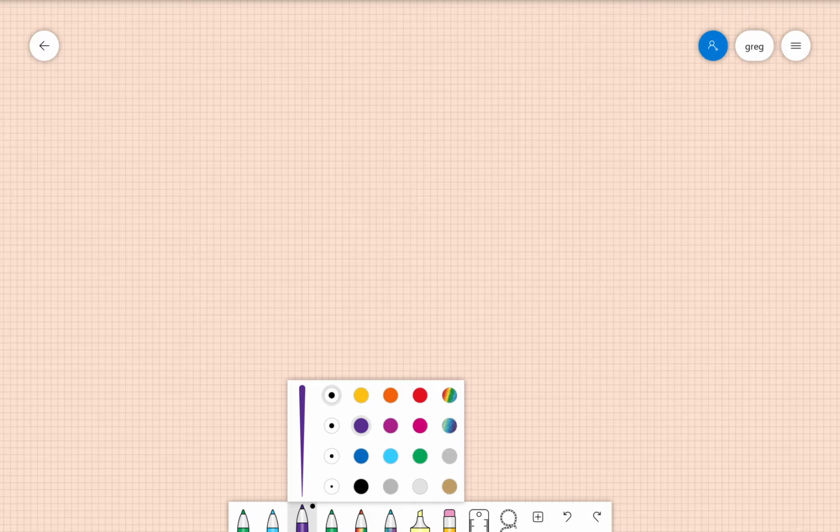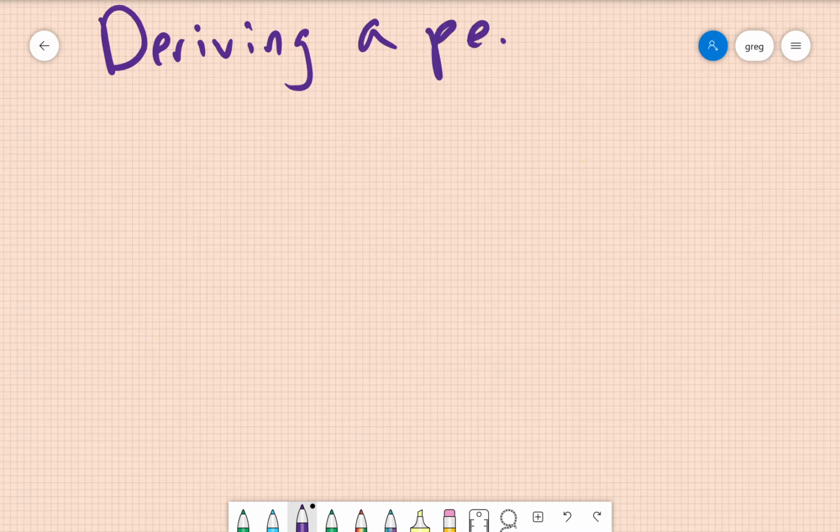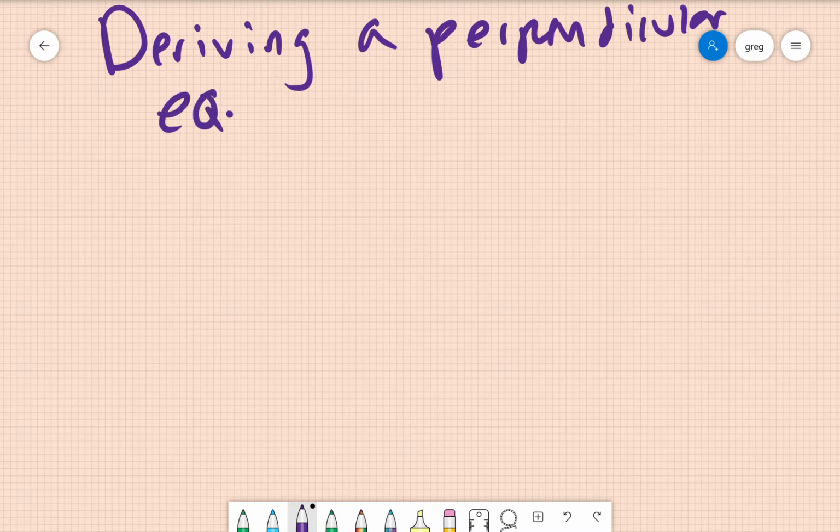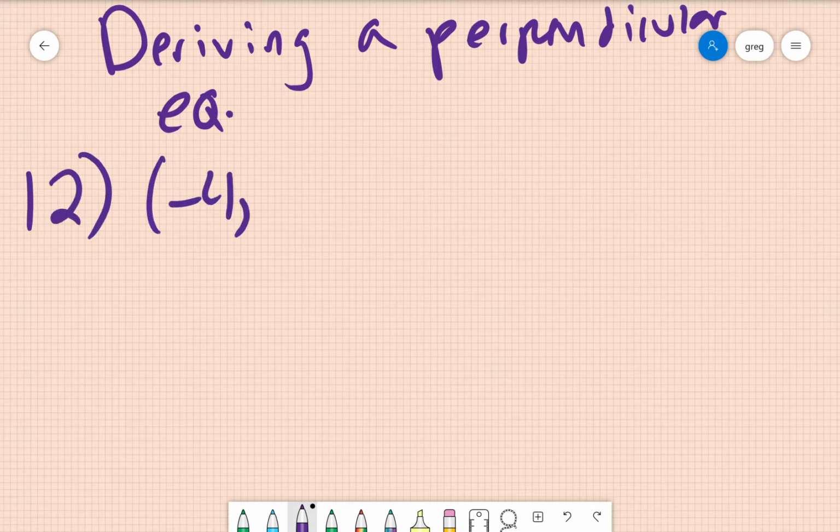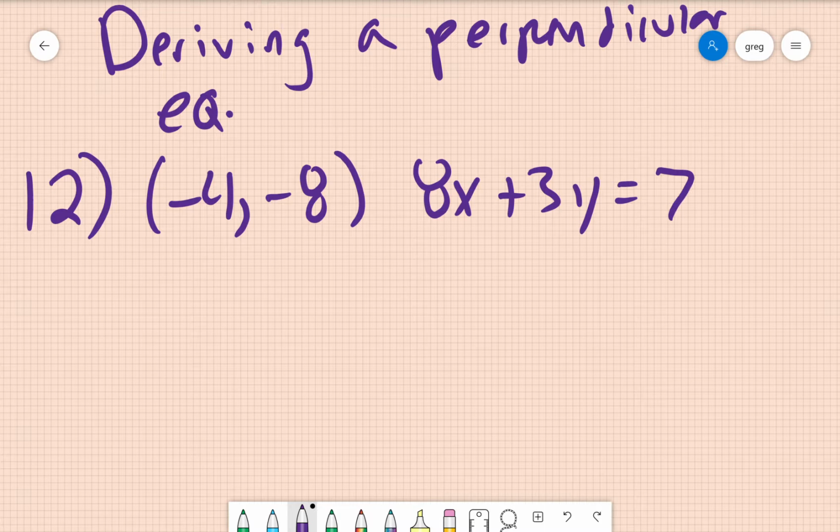We're going to derive a, so put up at the top, deriving a perpendicular equation. And then for this one, let's look at this example. Let me do something else for this one. This is number 12, -4, -8, 8x plus 3y equals 7.